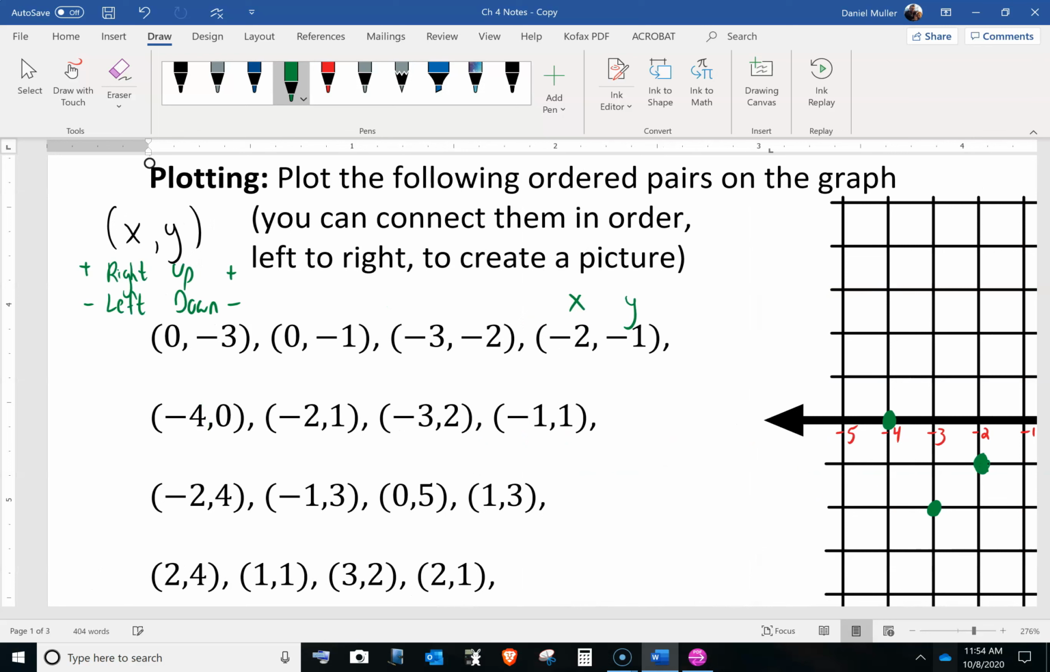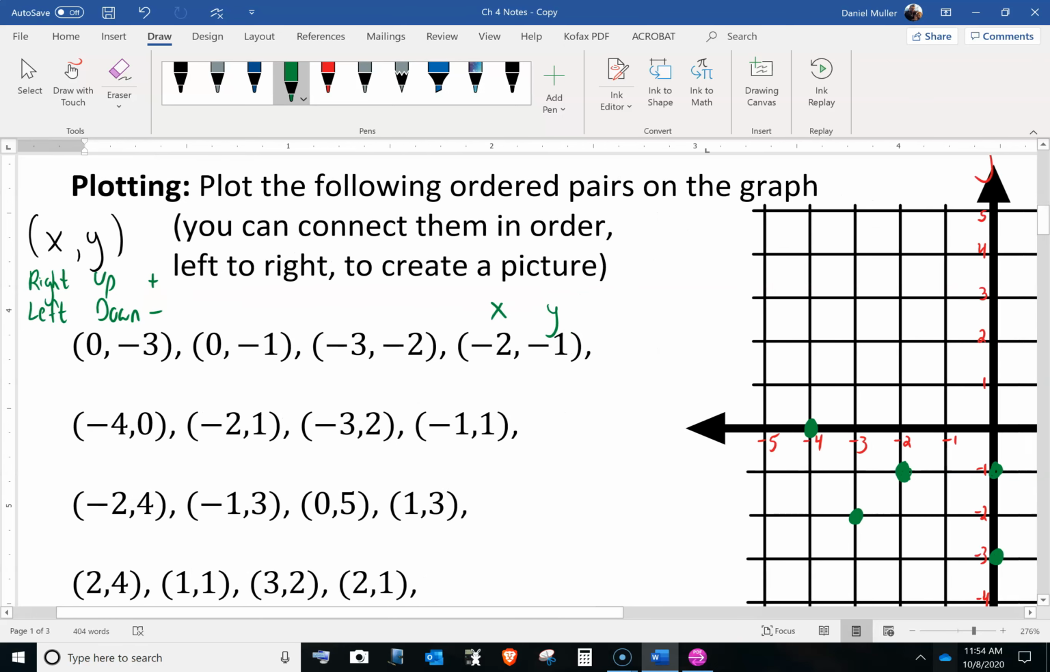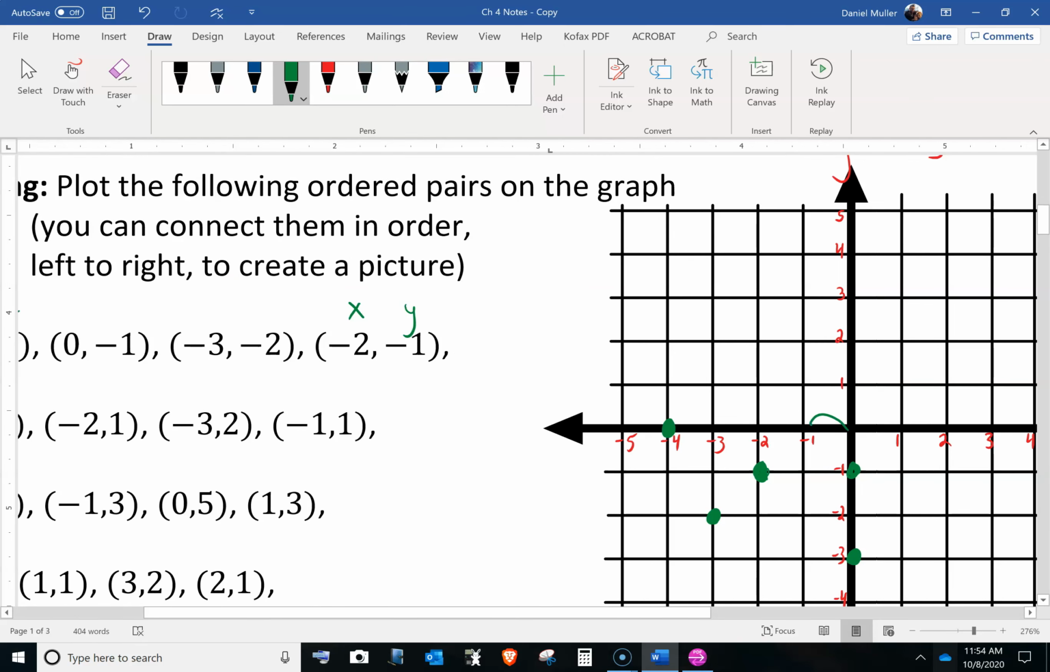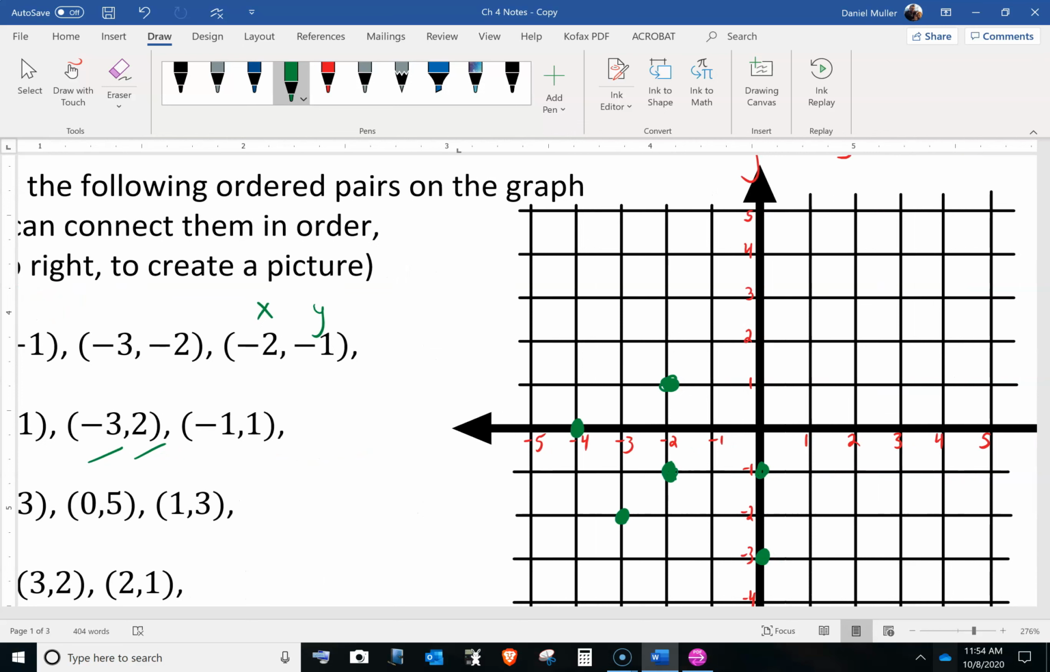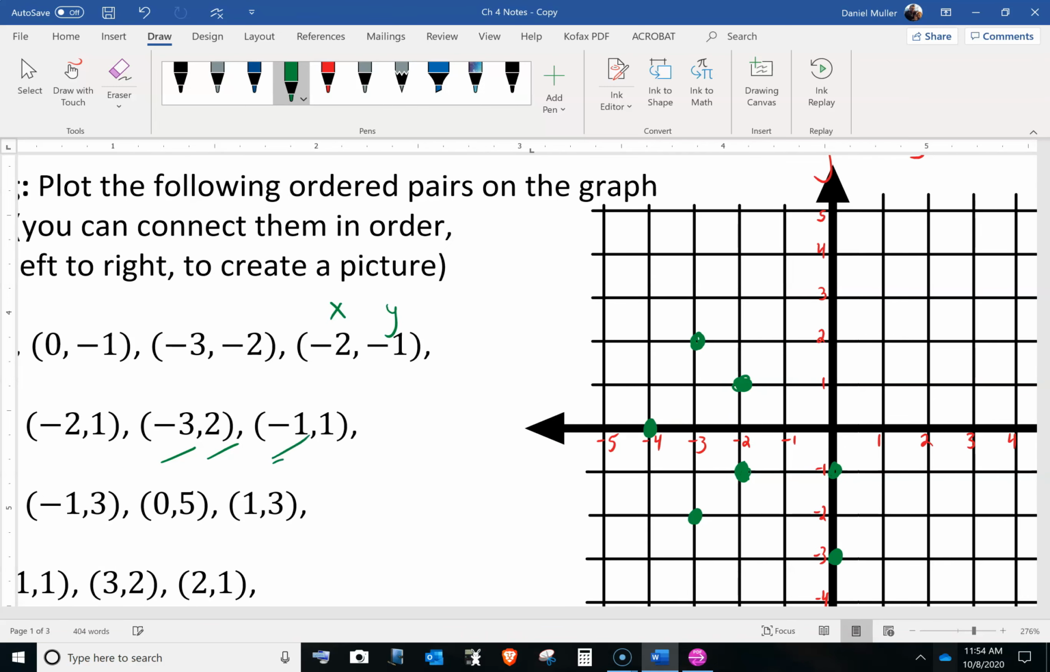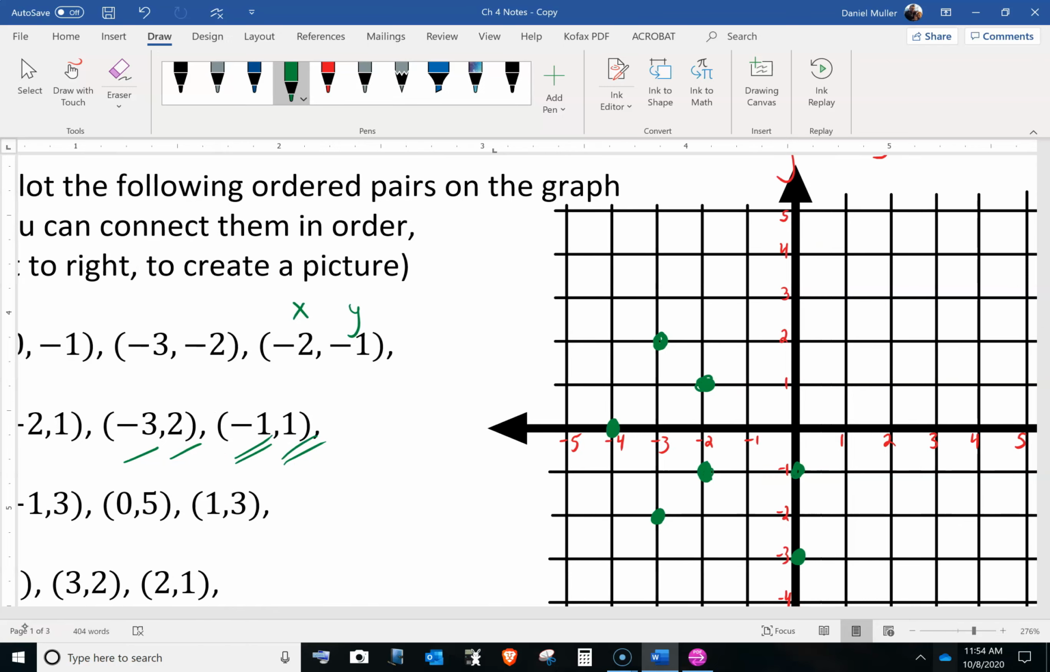Okay, the next one, because it's negative, it's left. So left 2, up 1. You start from the middle here, go left 2, up 1. And that's where we go. And keep going here. Then left 3, up 2. And then finally, left 1, up 1.